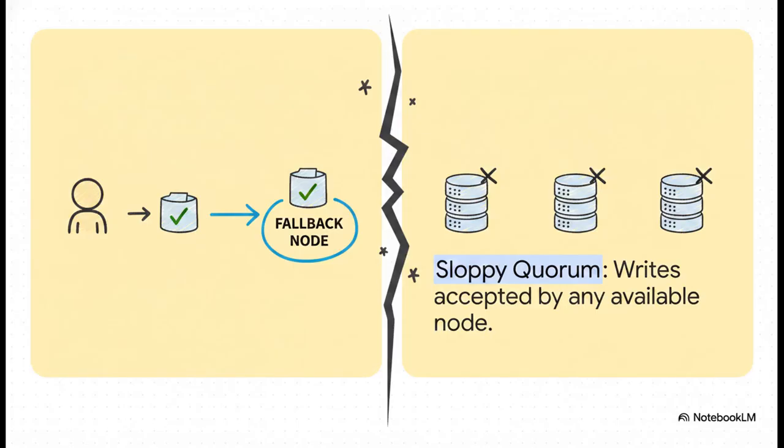Okay, but what happens during a truly massive failure? Let's say a network partition completely cuts you off from the specific nodes that are supposed to hold your data. Instead of just throwing an error and giving up, leaderless systems can use what's called a sloppy quorum. This means the database prioritizes saving the data above literally everything else. It will accept the write on any reachable node in the entire cluster, even if that node wasn't originally designated to store that specific record.